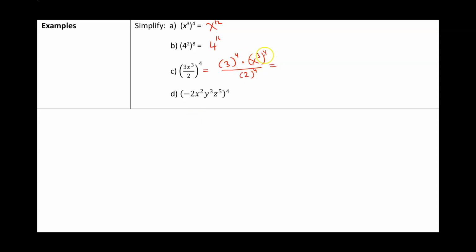3 to the 4th is 3 multiplied 4 times, that's 81. Here we have 3 times 4, that's x to the 12th. And then here we have 2 to the 4th, which is 2 times 2 times 2 times 2, and that will give you 16.